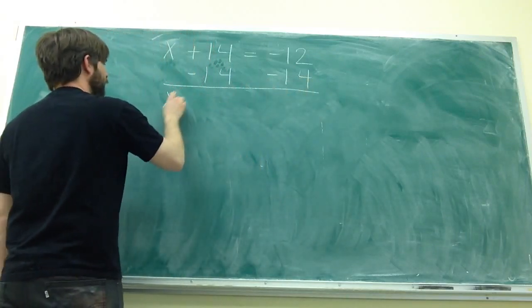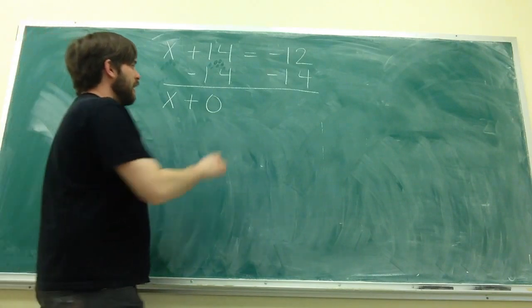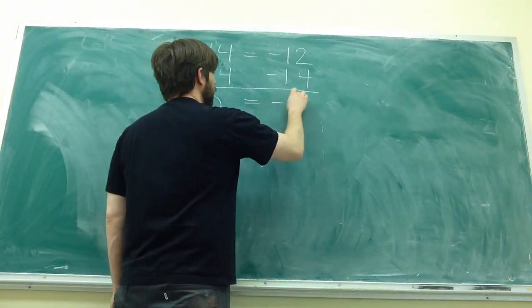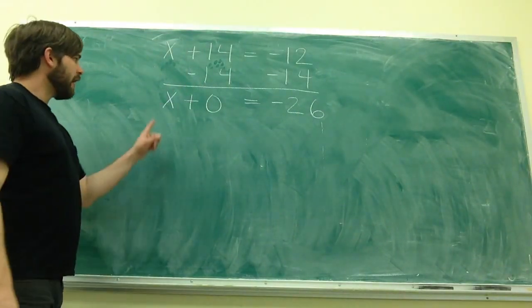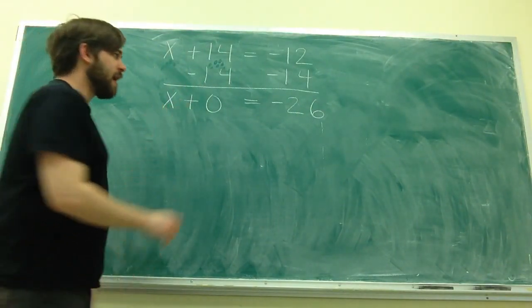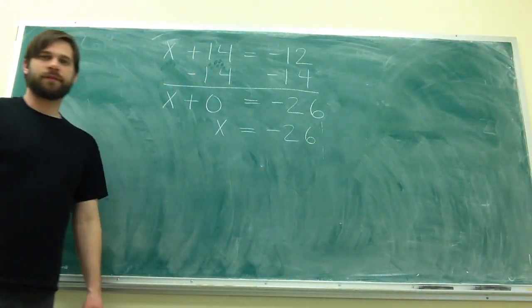So on the left, I would get x plus 0, and on the right, we get negative 12 minus 14, which is negative 26. And then x plus 0 was just x, so we get x equals negative 26.